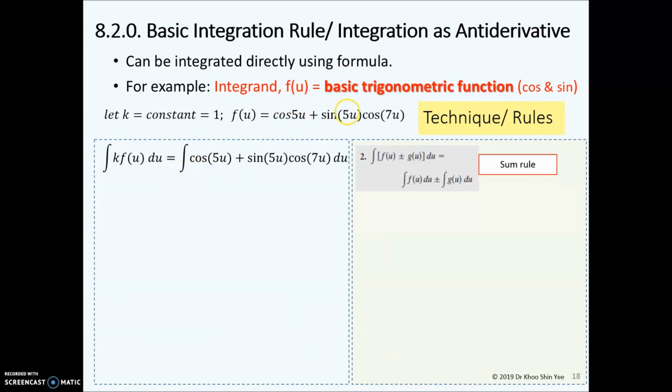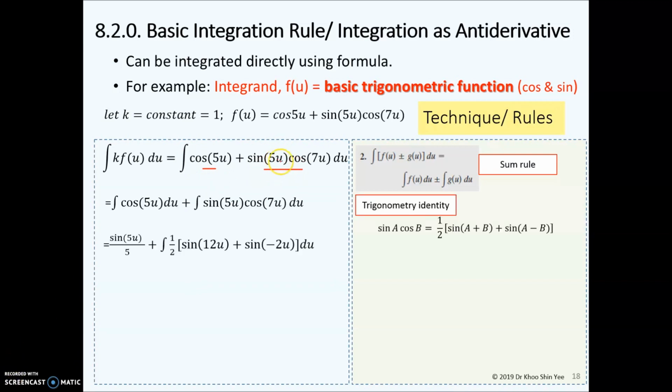Let's continue with the basic trigonometric functions like cos and sine. If you integrate cos, you should get sine. How about this? We can actually use the trigonometric identity where this multiplication term can be simplified into sine functions only. So your A is 5u, your B is 7u. Here 7 plus 5 you get 12, and 5 minus 7 you get negative 2u here. With that you're able to obtain this function.